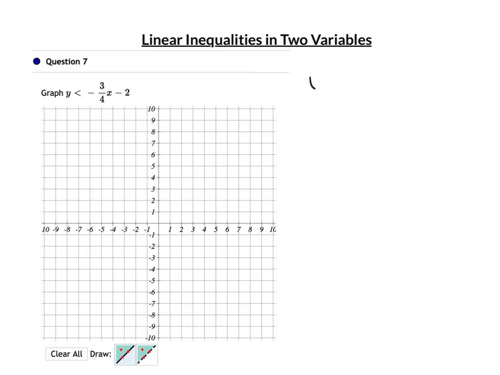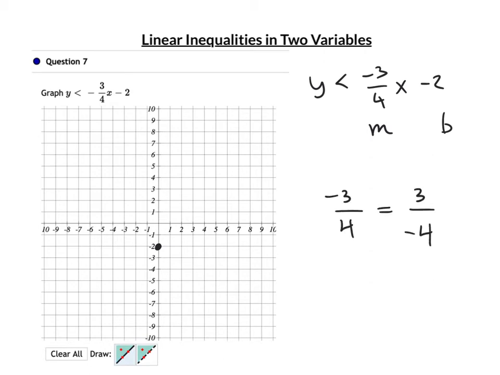Here we have one with negative slope. Y is less than -3/4 x minus 2. There's my m and my b. I'm going to go to -2 and put a point. Now it's -3/4, or you could think of it as +3/-4. Both those are the same. When you divide and have one negative, your answer is negative, so it doesn't matter if the negative is on the top or the bottom, first or second. So let's try the top one.